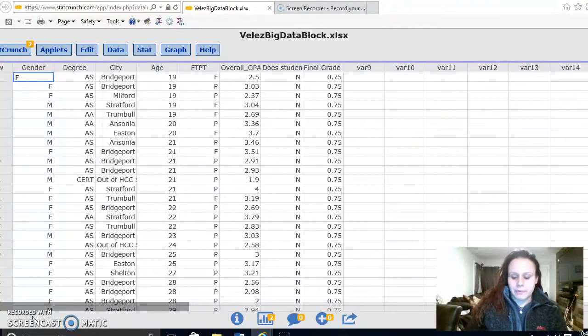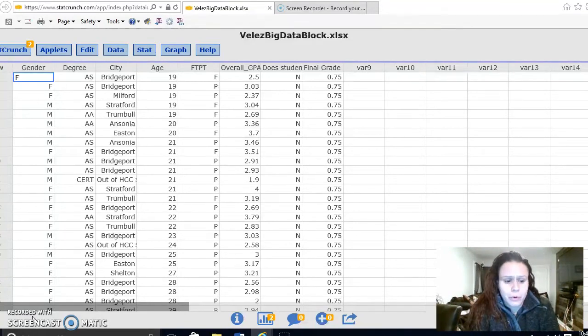Okay, so today we're going to talk about the central limit theorem. So what is the central limit theorem? Basically, it shows that the sampling distribution of the mean of any independent random variable will be nearly normal if the sample is large enough.